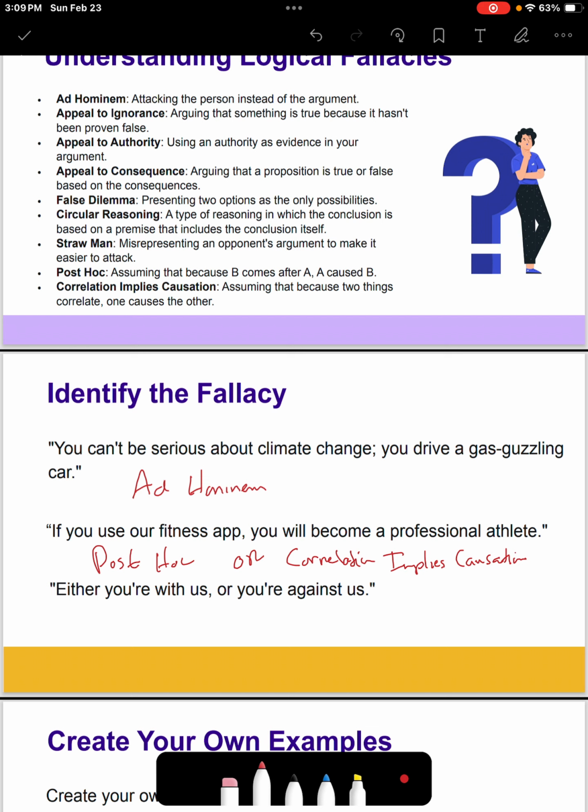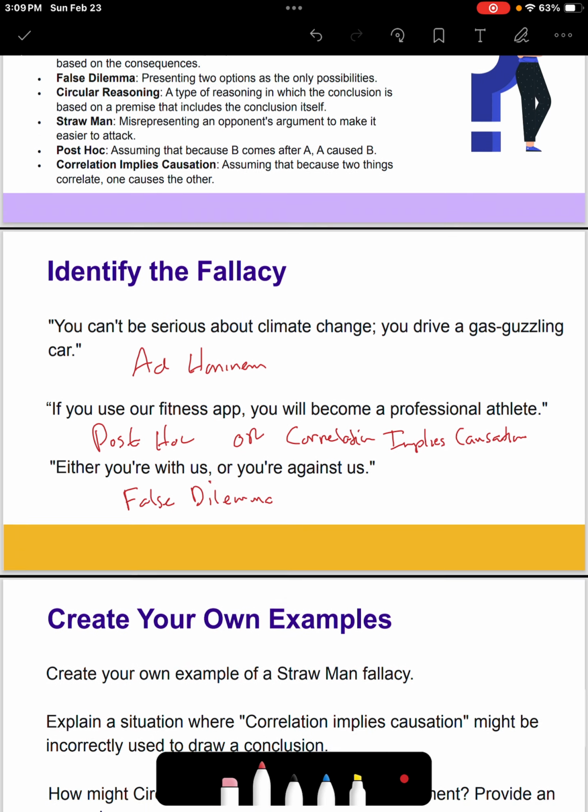How about the last one? "Either you're with us or you're against us." In my mind, that one would probably be false dilemma. That's presenting two options as the only options. So I think that would probably be false dilemma.